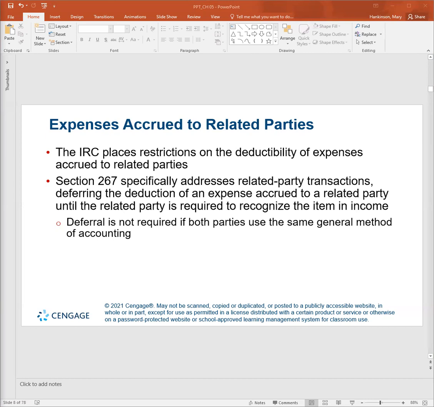For example, an accrual basis closely held corporation might borrow funds from a cash basis individual shareholder. At the end of the year, the corporation would accrue and deduct the interest expense, but the cash basis lender would not recognize interest income because no interest had been paid.